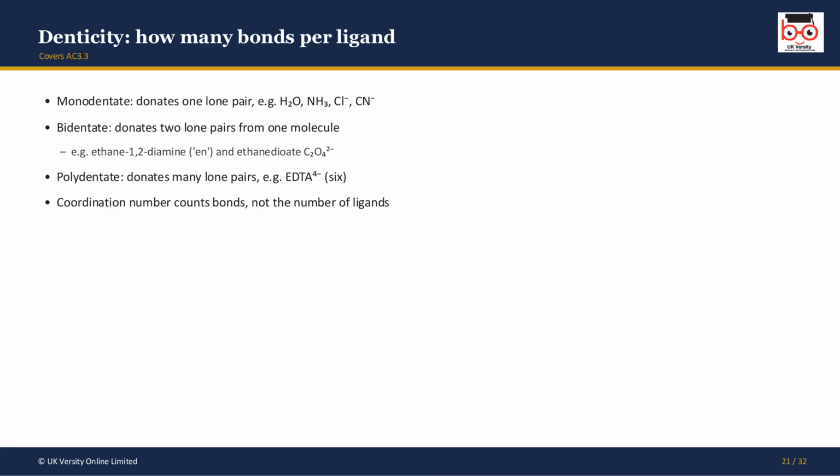Ligands differ in how many bonds each can form, which we call denticity. A monodentate ligand donates just one lone pair, like water, ammonia, the chloride ion, or the cyanide ion.